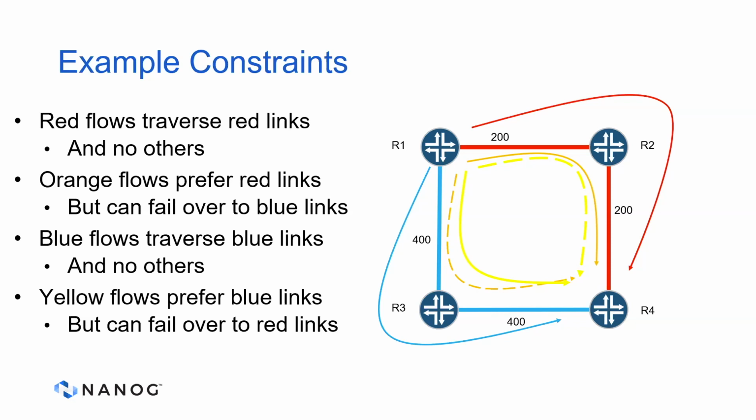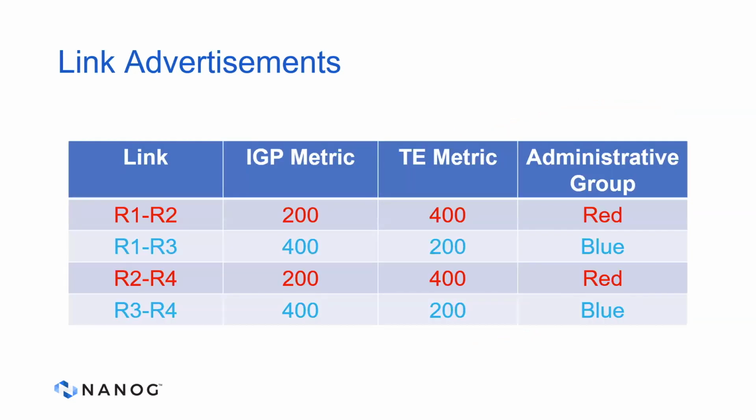And we can see the IGP metric and TE metric here. R1 to R2 will be a red link and we'll have an IGP metric of 200 and TE metric of 400. And R1 to R3 will be a blue link with 400 and 200 as TE metric, an administrative group being blue. And R2 to R4 is a red link, and similarly R3 to R4 is a blue link.